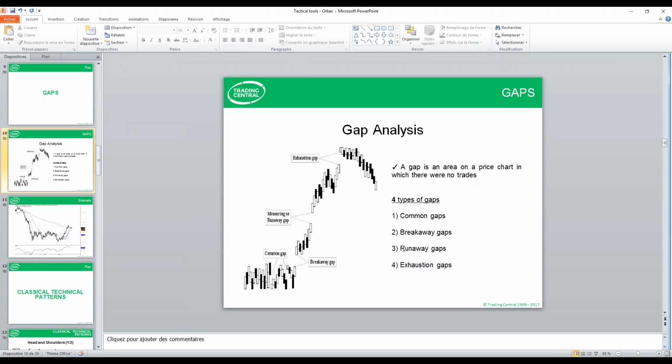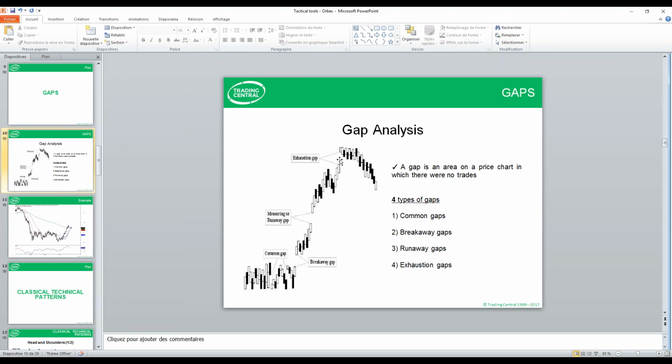The third gap is the runaway gap. So this one occurred within the trend, as you can see. The trend is already up, and in the middle of the trend, you can see another bullish acceleration thanks to another bullish gap. And this one is called the runaway gap. It just means that the trend is still valid and the trend will continue. And finally, you have the last one, the exhaustion gap. The exhaustion gap occurs at the end of the current trend.